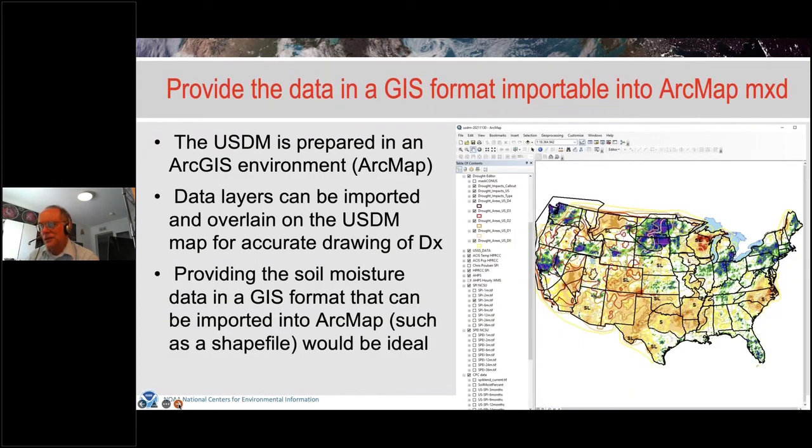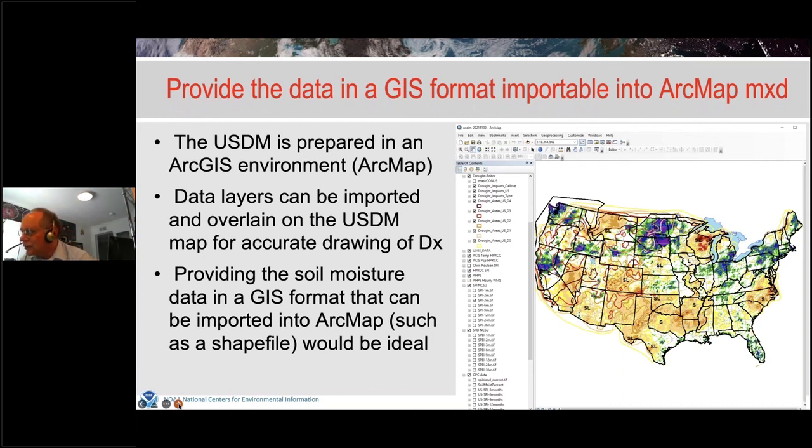Provide the data in a GIS format that can be imported into our ArcMap MXD. The US Drought Monitor map is prepared in an ArcGIS environment using the ArcMap software. Every one of those lines you see on the right is drawn by hand. The data layers can be imported and overlain on the US Drought Monitor map for accurate drawing of the D-X.